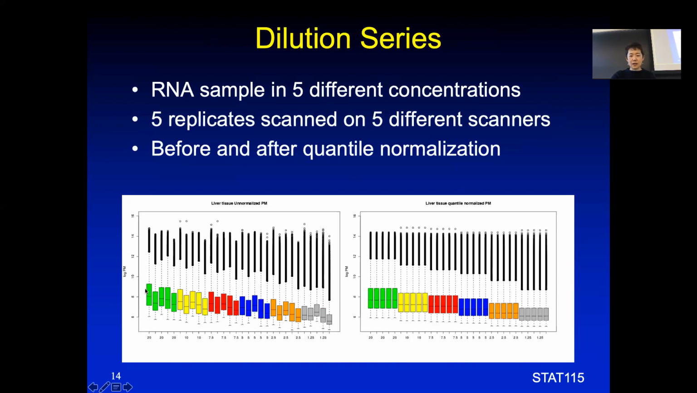This is the highest concentration sample, the original sample. When you put it in 5 process and scanners, this is the original probe distribution. Then this is like half of that concentration. This is like a quarter of the concentration, and 1/16, and then so on.